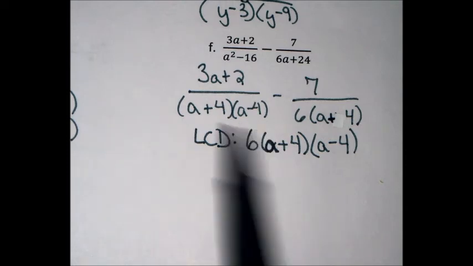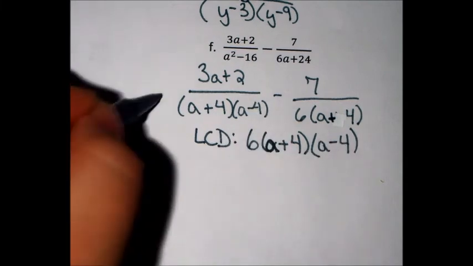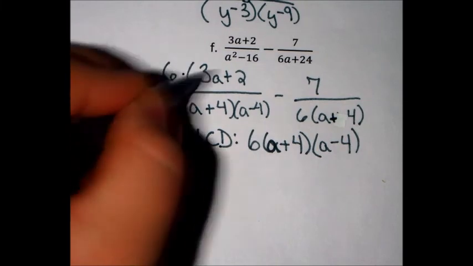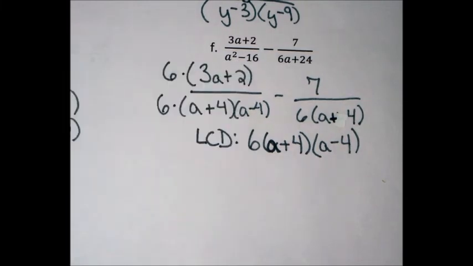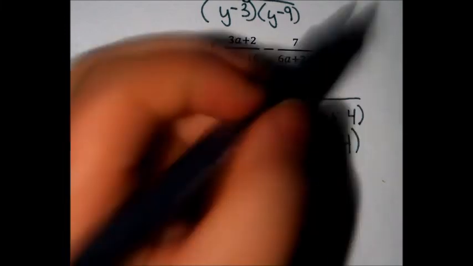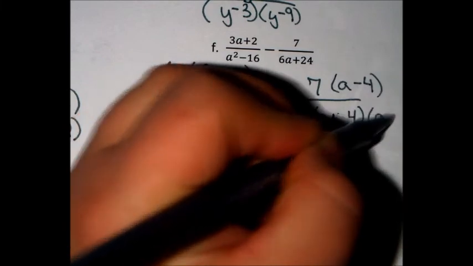So let's take a look at what the first set of fractions is missing. It has an a plus 4, it has an a minus 4, but it does not have a 6. So I need to multiply by a 6 on the top and the bottom. Over here it has a 6, it has an a plus 4, but it does not have an a minus 4.